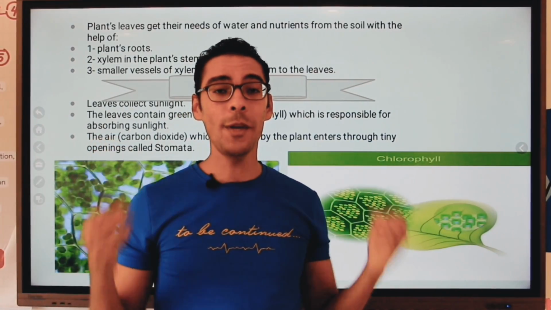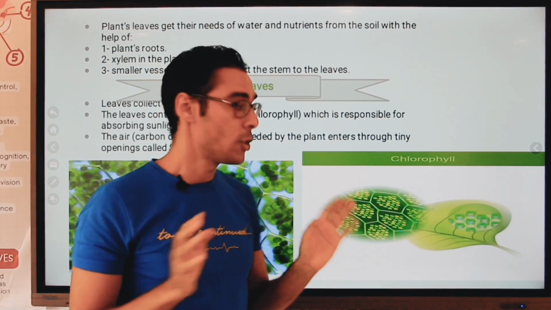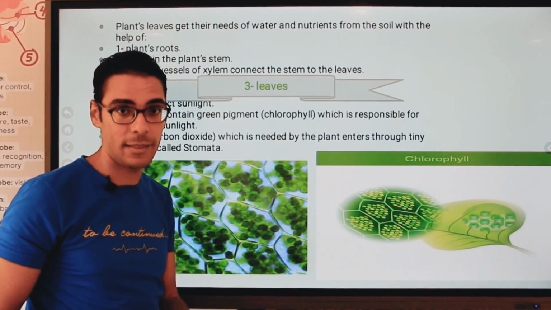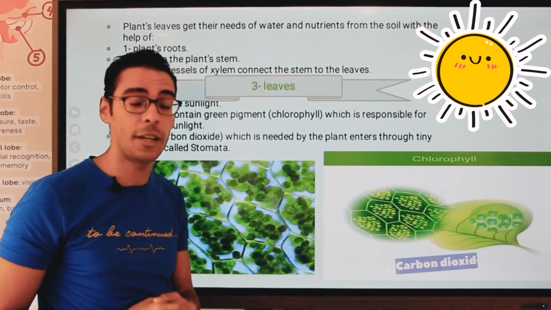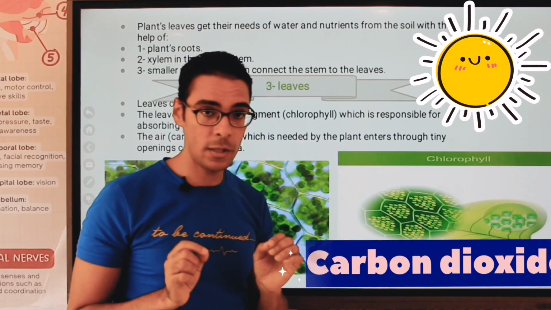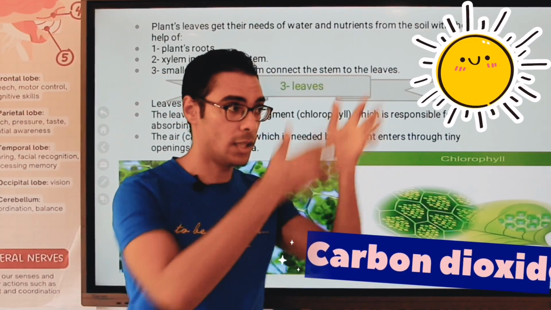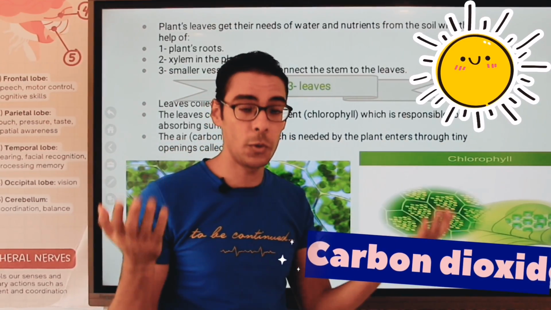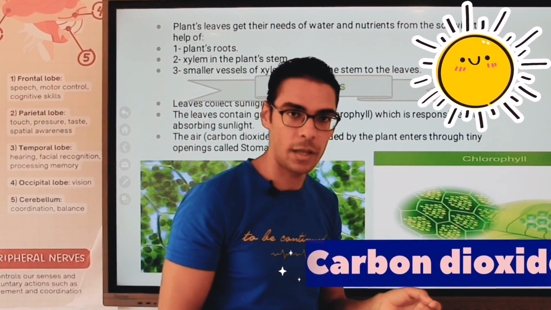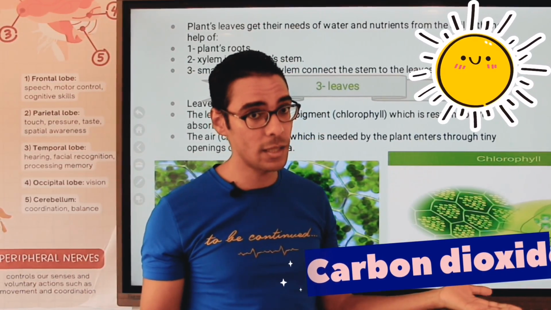So finally, we are in the plant leaves. This is the last station. The plant leaves are responsible for taking some needs for the plant as well, which are sunlight and the carbon dioxide from the air. One more time, the plant leaves are responsible for taking two needs for the plant. The first one, the sunlight, because it's exposed to the sunlight the whole day, and also it takes the carbon dioxide from the air. That's the gas that the plant needs for the photosynthesis process.